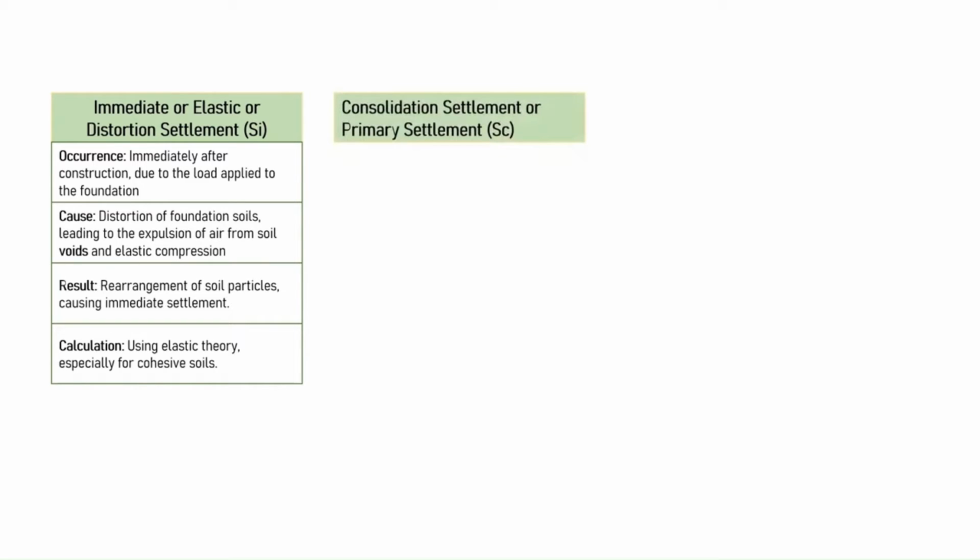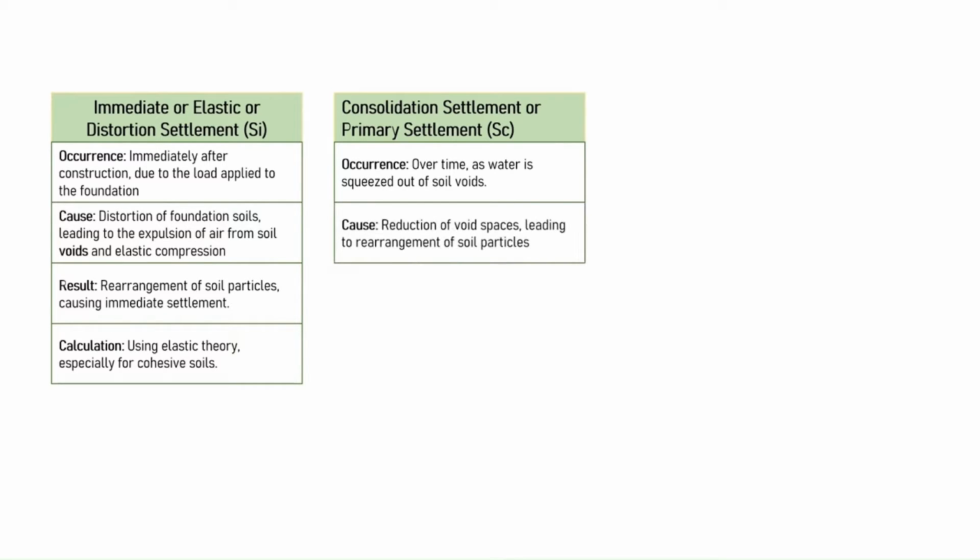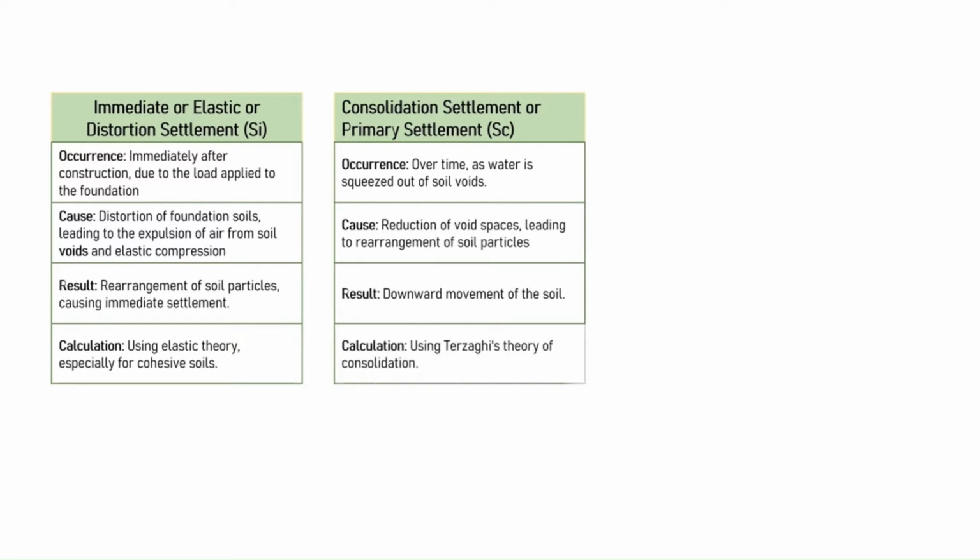2. Consolidation settlement, primary settlement. Consolidation settlement occurs when the water present in the soil gets squeezed out over time. The process reduces the void spaces and rearranges the soil particles. This makes the soil move downwards. It is determined using Terzaghi's theory of consolidation.